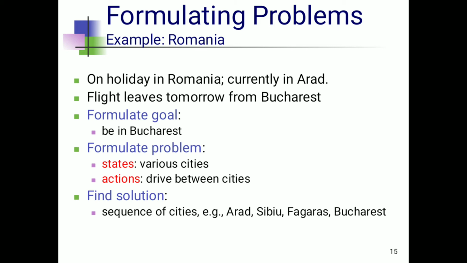Now in the problem formulation, what do we have to decide? We have to decide the states and the actions. The states represent the various cities that I'll encounter in order to reach my goal. And what will be my action? I'll move from one city to another city. So driving between the cities will be my set of actions. And then find a solution, a sequence of cities between my initial state and the goal state, that is, from source to destination, the cities in between represent my sequence of cities.